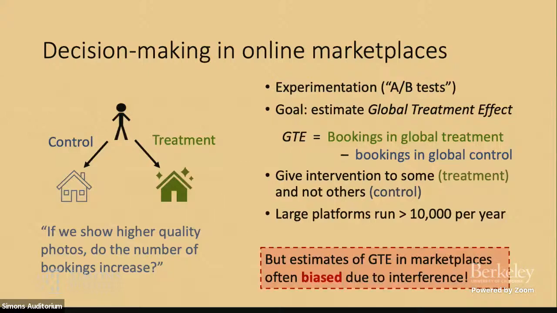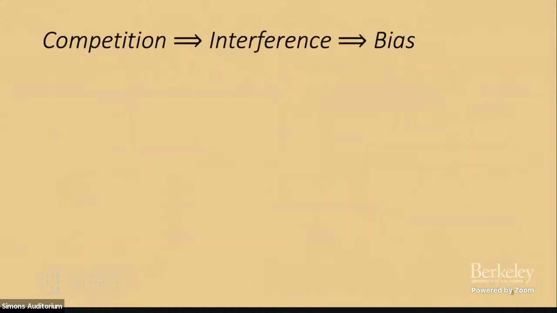But the issue is that in a lot of marketplace settings, you'll actually have biased estimates of your treatment effect. The estimates that you're getting from the experiment will be systematically biased from the true global treatment effect. And let me walk through briefly why this happens. What you're going to see is that in these marketplace platforms, you have economic competition that will then create interference and then biased estimates.